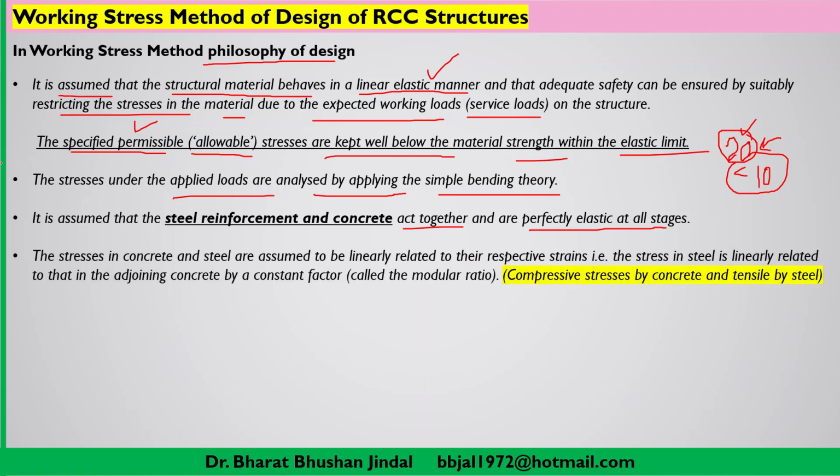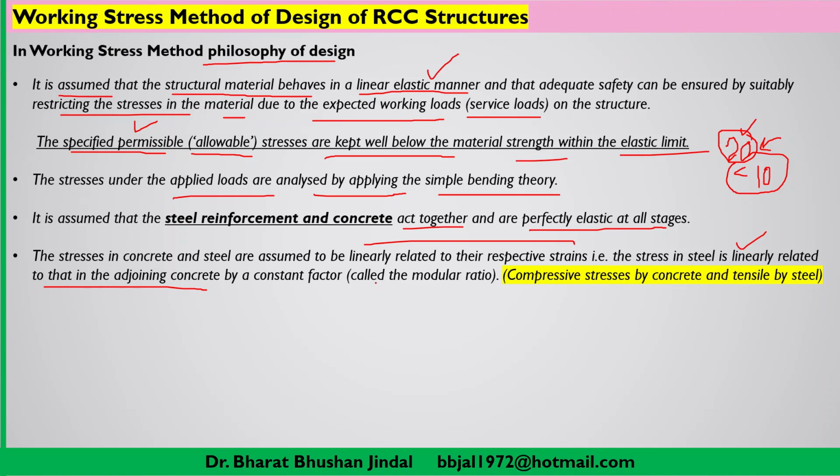Now the fourth one is that stresses in concrete and steel are assumed to be linearly related to their strain. So that means it is also assumed that the stress-strain relationship for the material is a linear relation. So that means stress in steel is linearly related to that in the adjoining concrete.